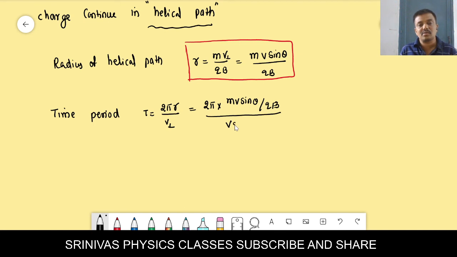v perpendicular only makes it move in a circular path. This v sin theta will cancel. Finally, the time period formula we will get as 2 pi m by qB.